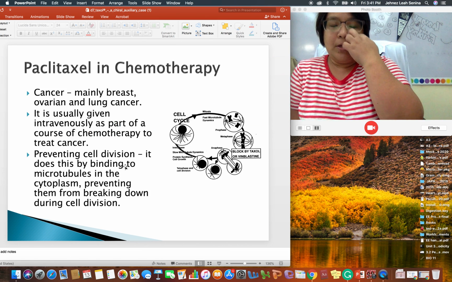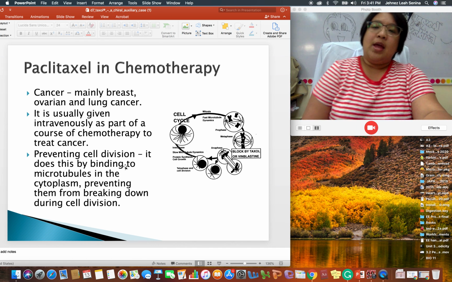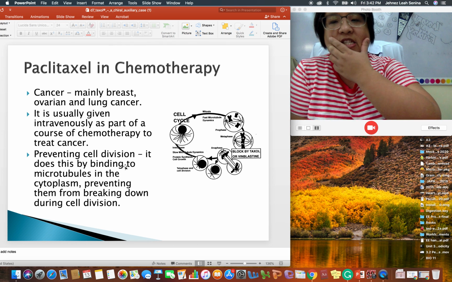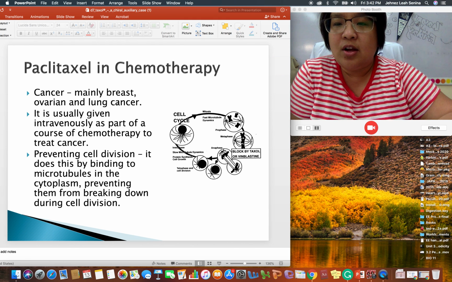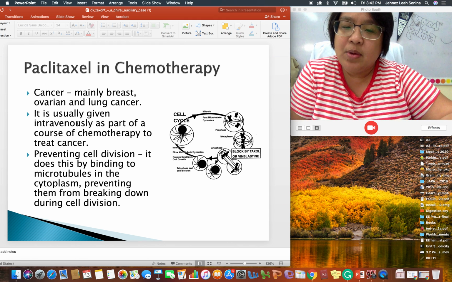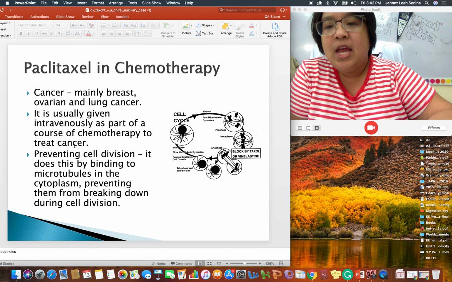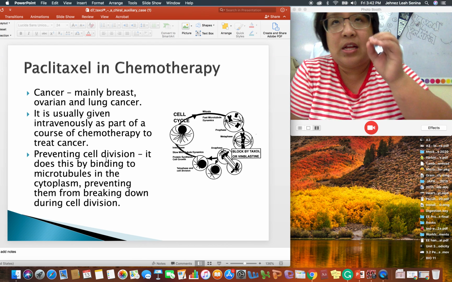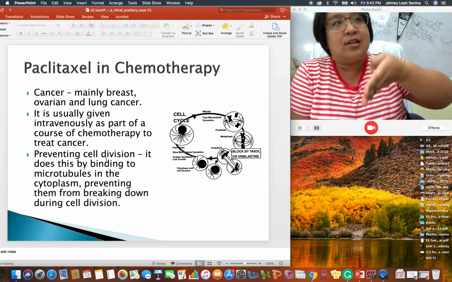All right. So Taxol, another name is paclitaxel. Okay, and we use this medicine for treating cancer, mainly breast, ovarian, or lung cancer. We give it in the blood, and it's part of the chemotherapy to treat cancer. And what it does, so you need to know this concept, is it prevents cell division. Now, uncontrollable cell division is cancer. So this drug prevents cell division.